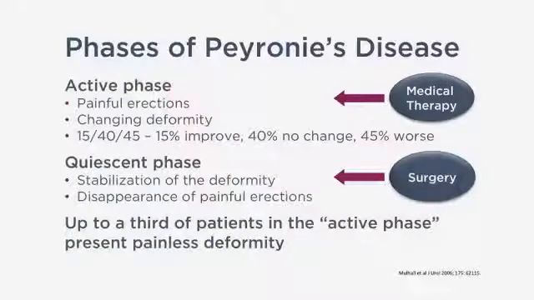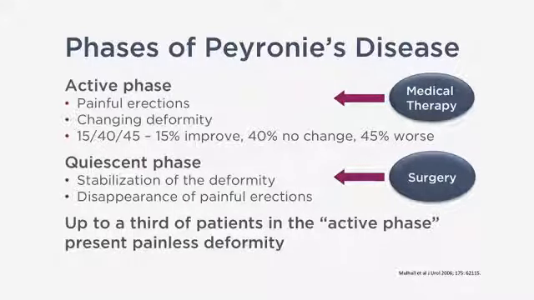This is the phase where you're allowed to give medical therapy. You should not operate on a patient in the active phase. In the quiescent phase, or the stable phase, the curve is no longer curving, it's stable. And these patients typically do not have pain with an erection.